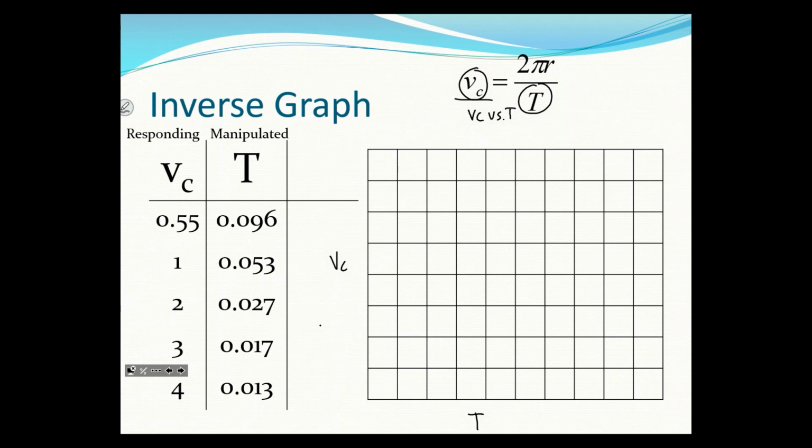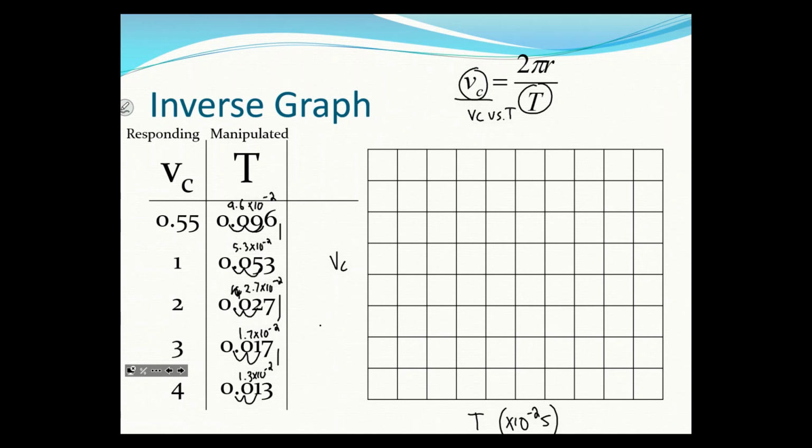Okay, so t is just time, but if you look at all these units here, these are ugly numbers to work with. If we move this over 2 spots, and instead of calling it this, we call it 9.6 times 10 to the negative 2, 5.3 times 10 to the negative 2, 2.7 times 10 to the negative 2, 1.7 times 10 to the negative 2, and 1.3 times 10 to the negative 2. Well, we can say that all of these are times 10 to the negative 2, and this is time in seconds. But these numbers are much nicer to work with.